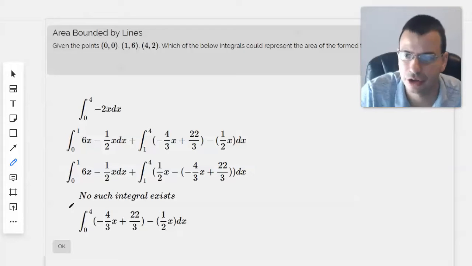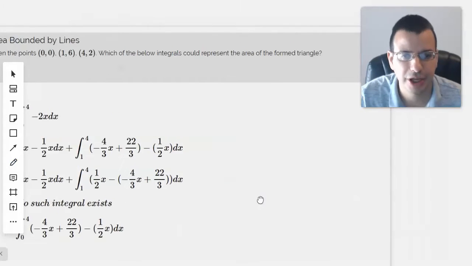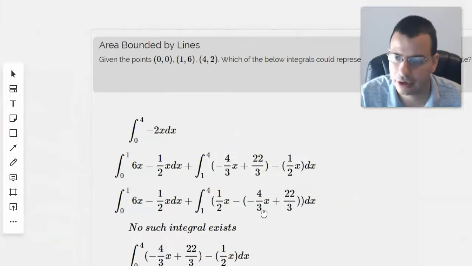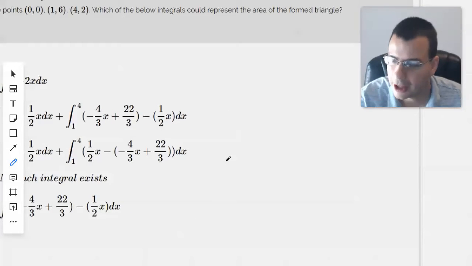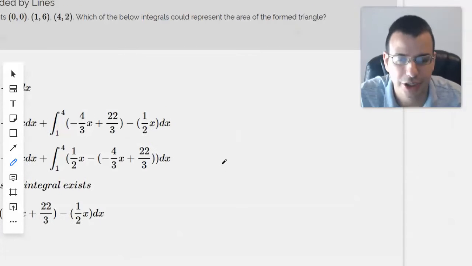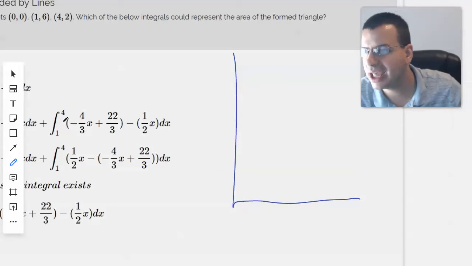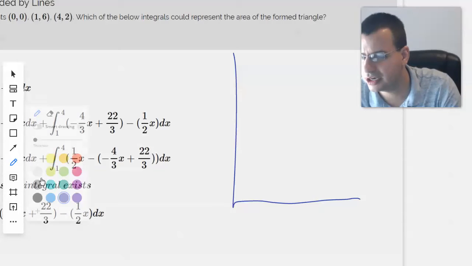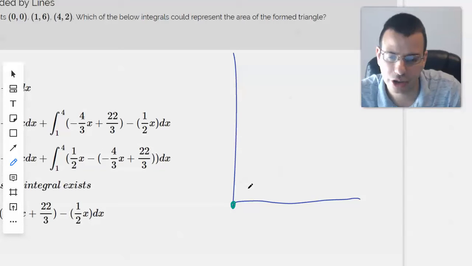Given the points (0, 0), (1, 6), and (4, 2), which of the below integrals could represent the area of the formed triangle? Okay, so we got 3 points, gives us a triangle. Seems reasonable, I'm good with that. And so the idea here is we connect the points. I'm going to assume first quadrant, except for (0, 0), which is kind of quadrantless.